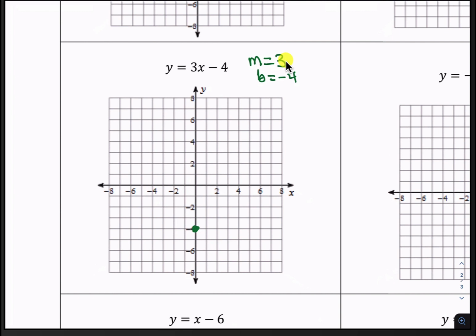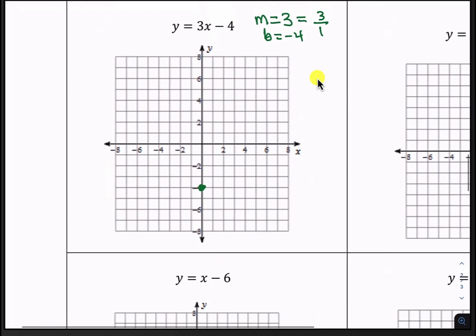The slope is 3, but we want to rewrite that as a fraction, and that's just 3 over 1. The 3 on the top tells us to go up 3, and the 1 on the bottom tells us to go to the right 1. So let's do that. Starting at our y-intercept, we go up 3, 1, 2, 3, and over to the right 1, and that is a second point.